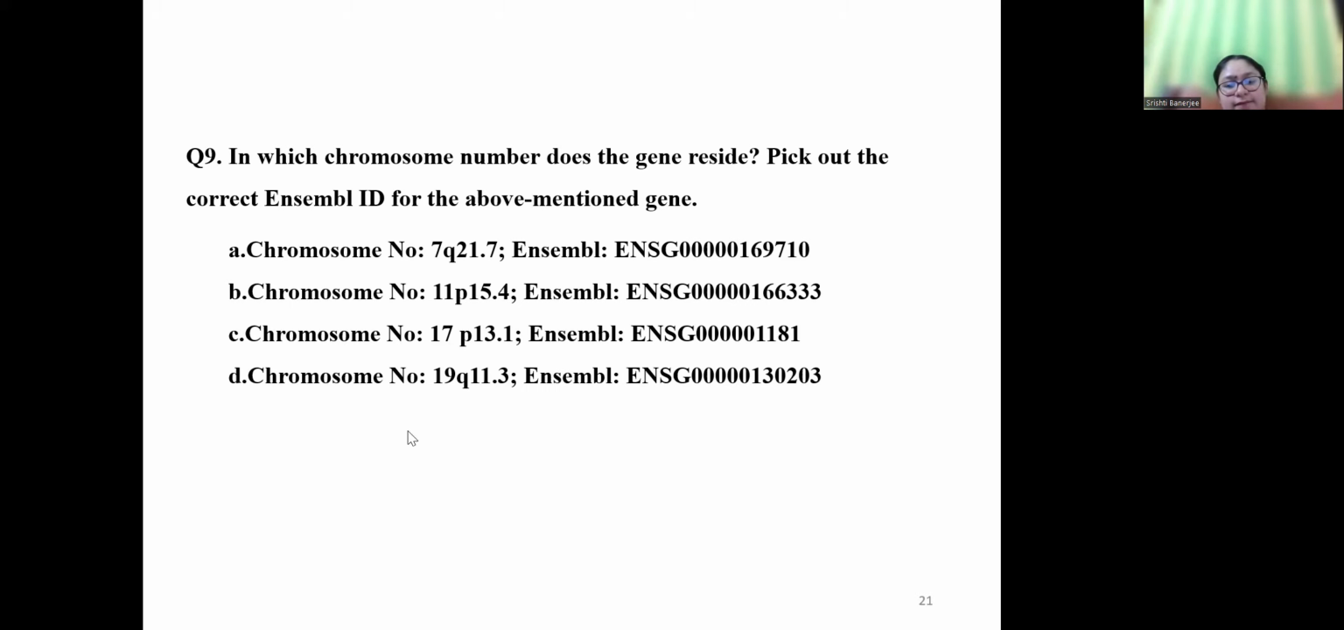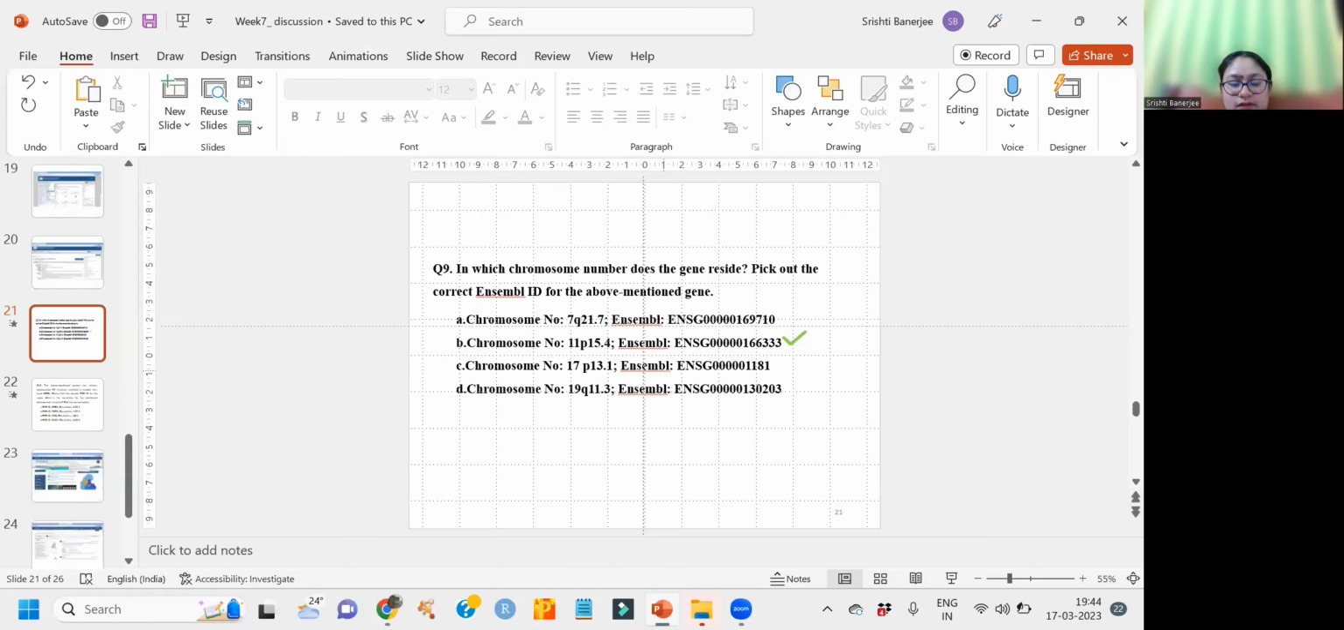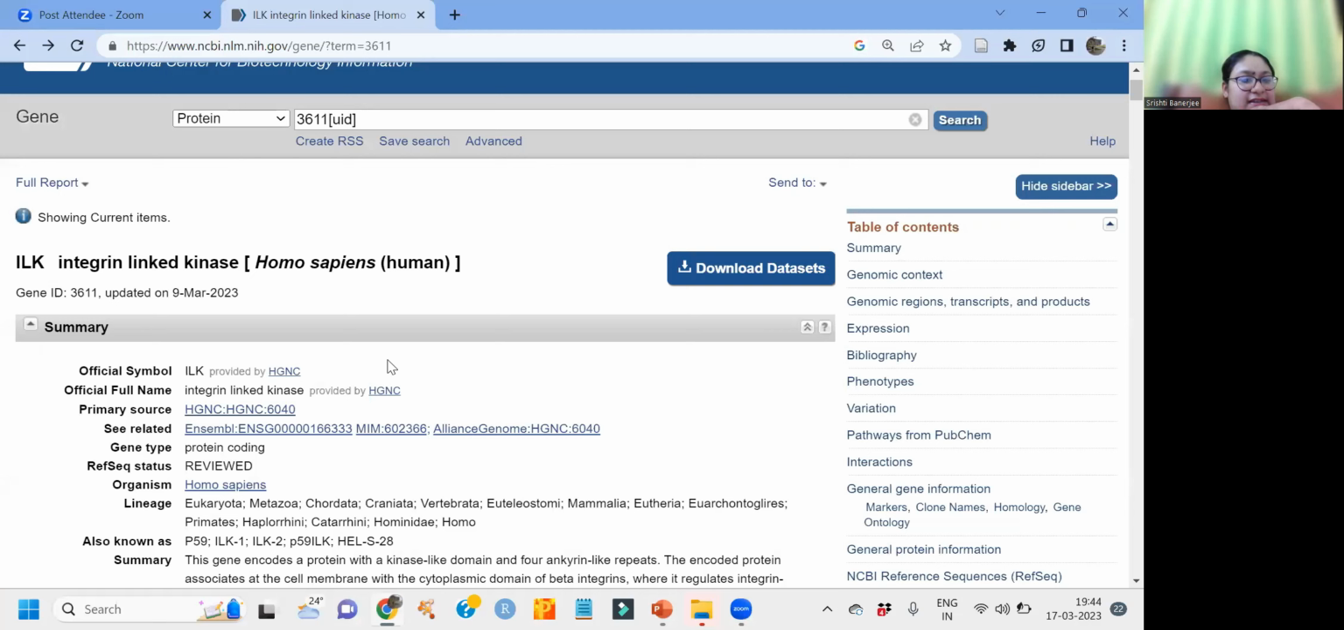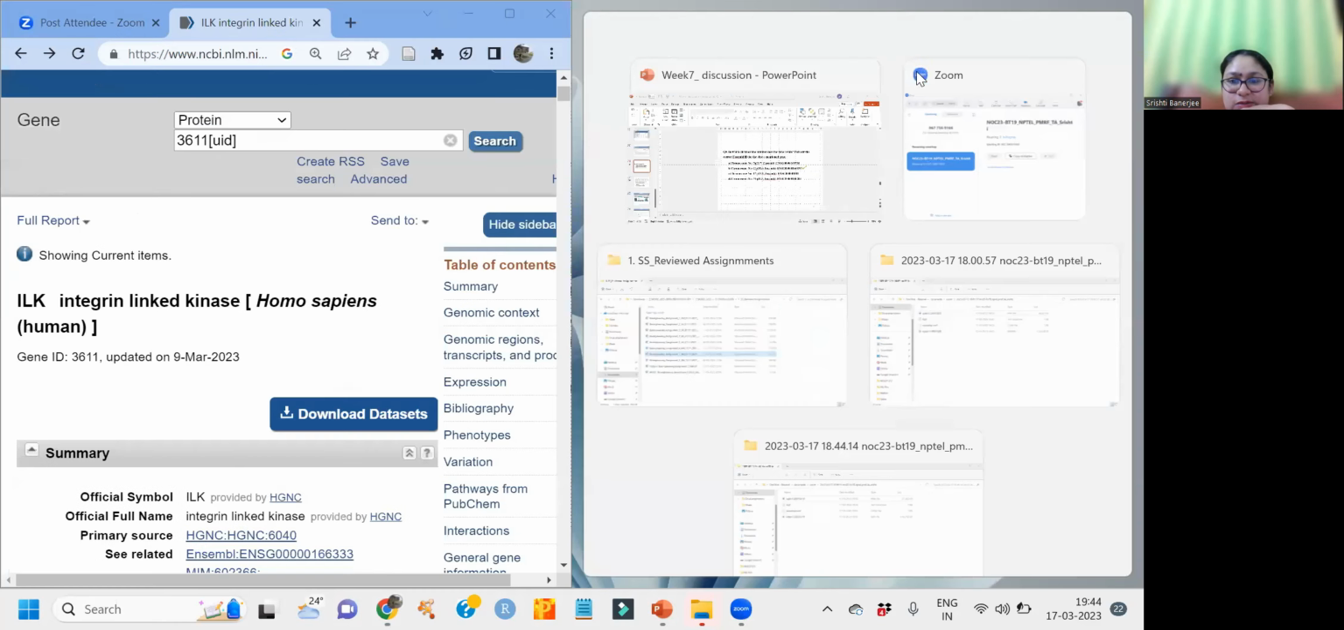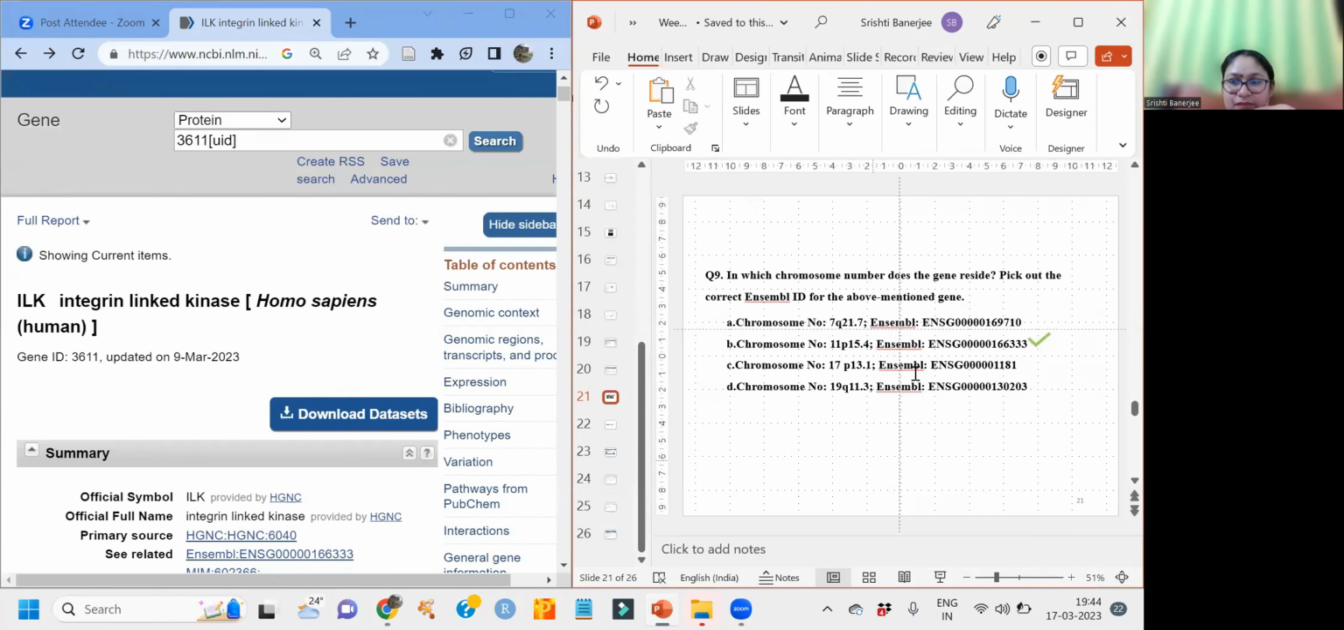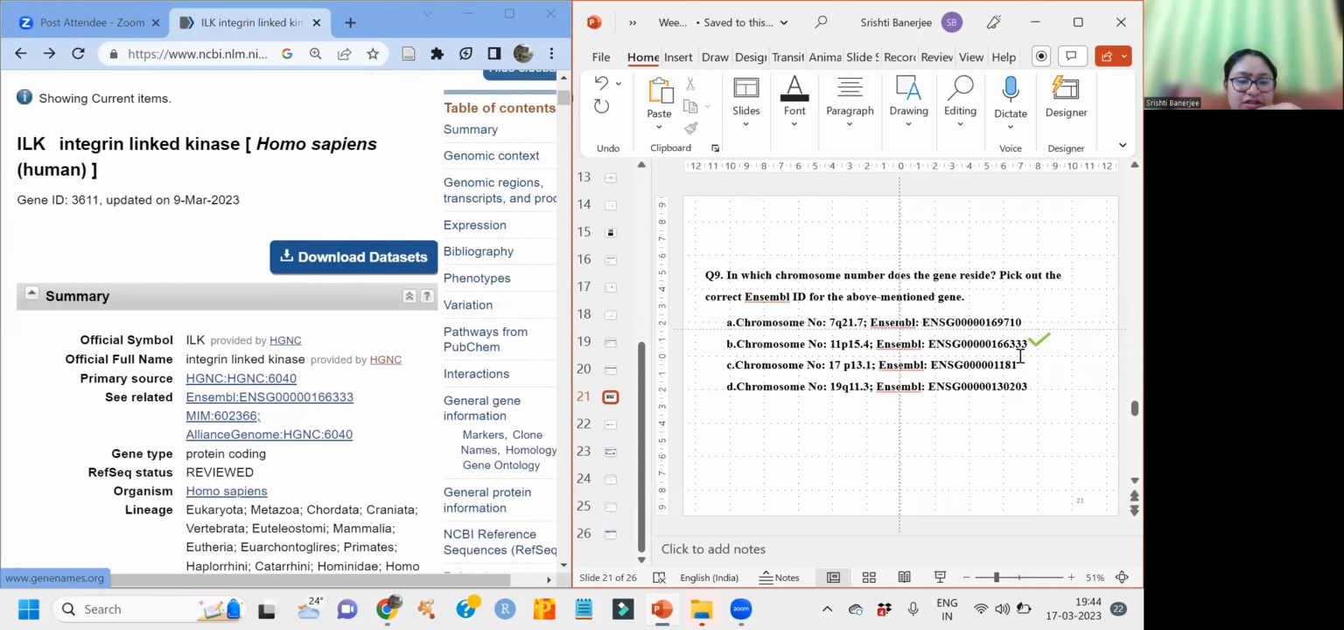So let's go back to this page. It is asking on which chromosome number it is. So first the Ensembl ID is clear here. That is this one. So you can just match it with it. I'll just share my screen like this so we can see. Yes. So this is the Ensembl ID to it. You see, if you match it.